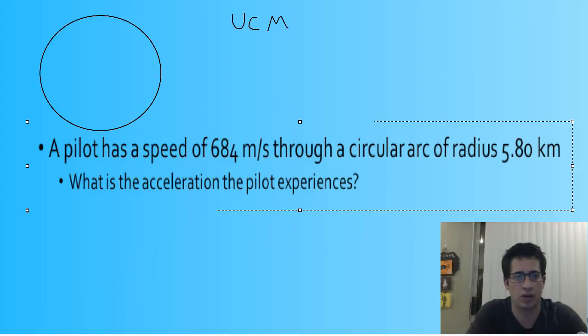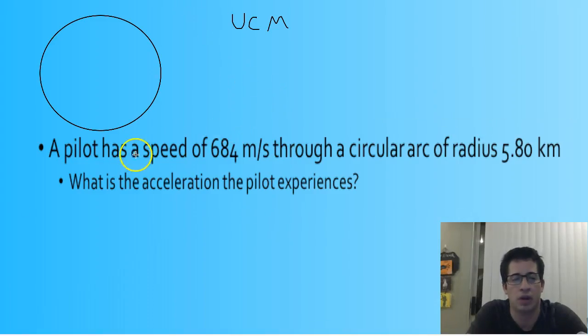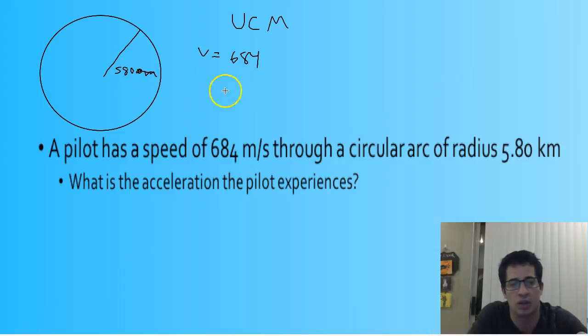Okay, so now we're going to actually explore a couple of scenarios. Here we have a pilot with a speed of 684 meters per second. That would be their velocity. We have a radius of 5.8 kilometers, or 5,800 meters. And the question is, what is their acceleration? So what would be their centripetal acceleration? Well, centripetal acceleration is equal to v squared over r. We know v, we know r. Go ahead and calculate what their centripetal acceleration would be.